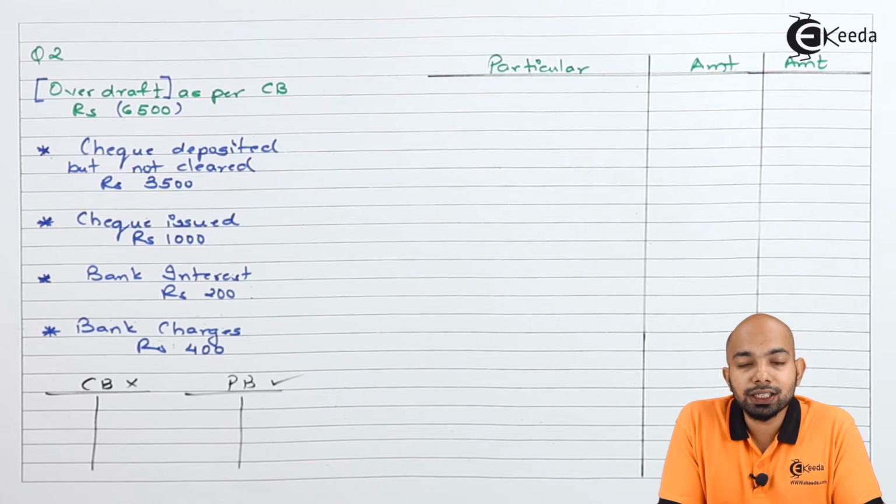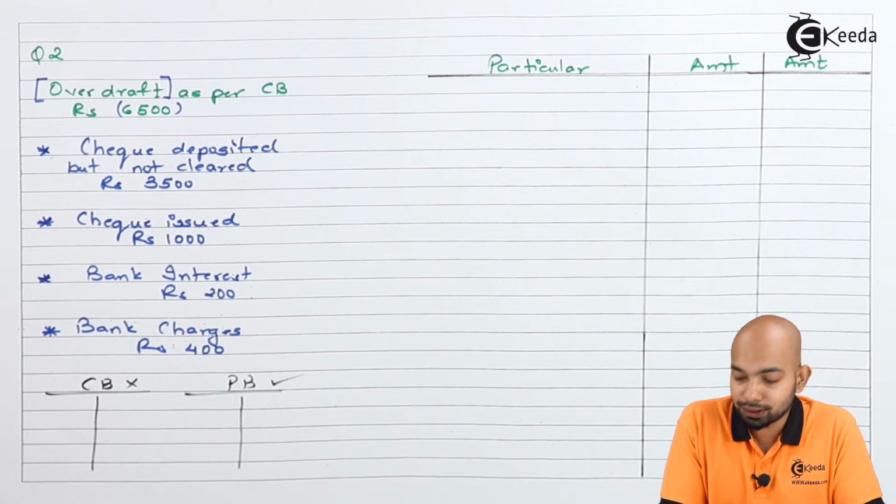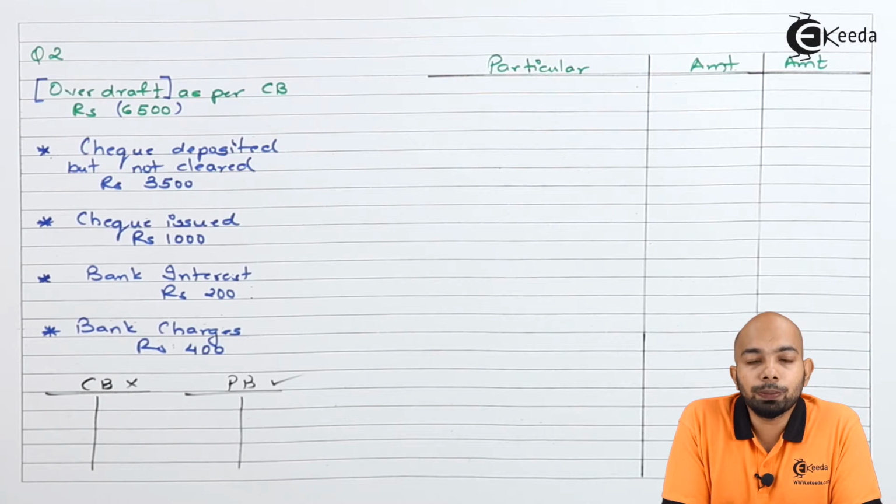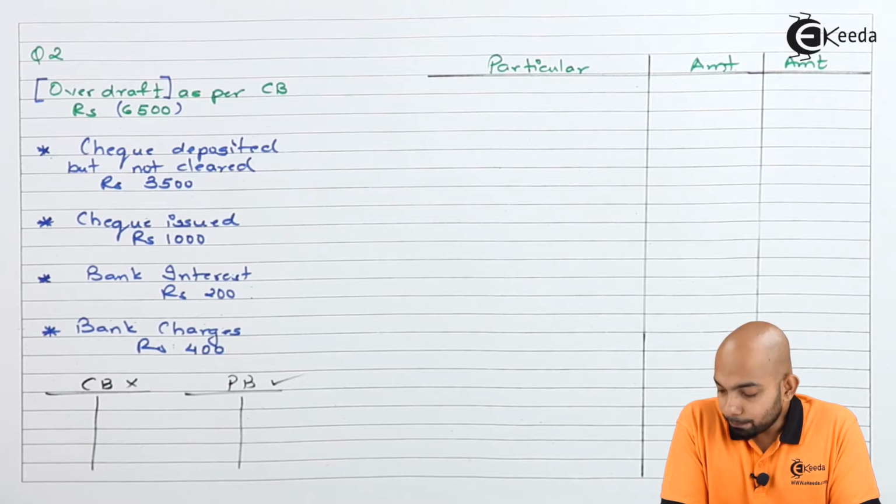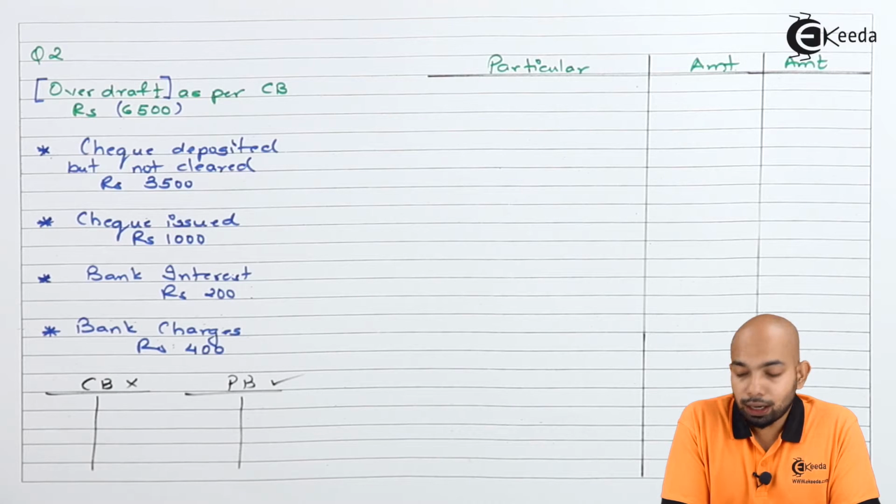Now what are the transactions that we need to deal with? Let's read through them. Check deposited but not cleared, rupees 3,500. That is one transaction whereby the check has been deposited but is not cleared. A check has been issued for rupees 1,000, which shows no reflection in the passbook. So we need to understand how to deal with this kind of sum. Bank interest, rupees 200, and bank charges, rupees 400, are the two additional transactions mentioned here.